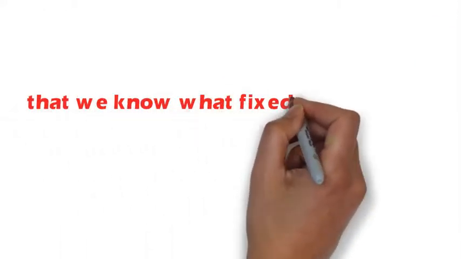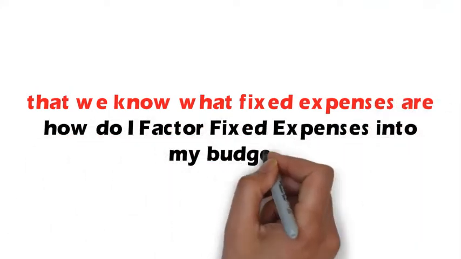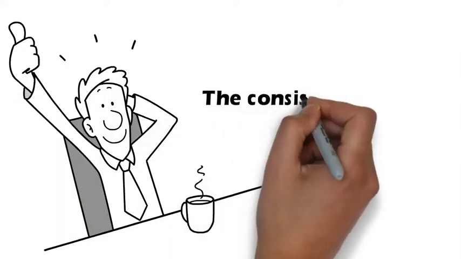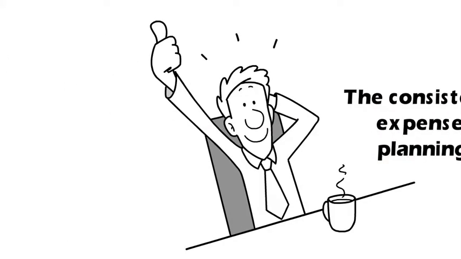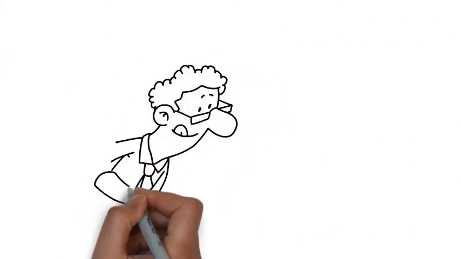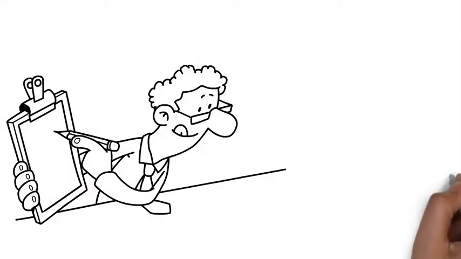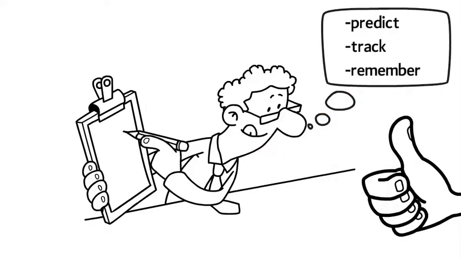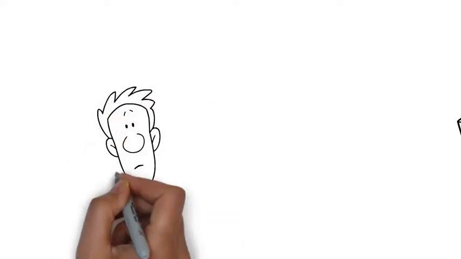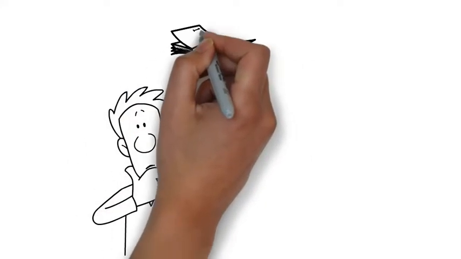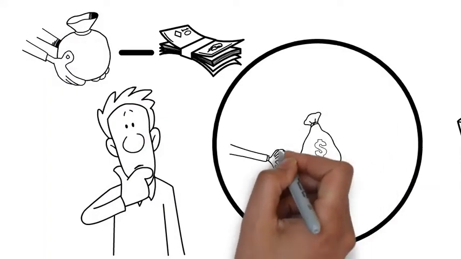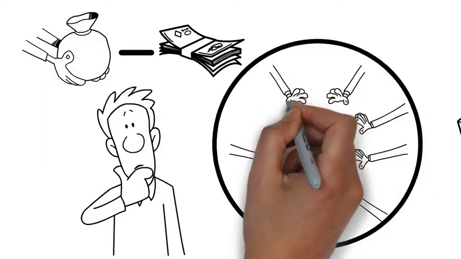Now that we know what fixed expenses are, you may be asking yourself, how do I factor fixed expenses into my budget? Factoring fixed expenses into your budget is easy. The consistency of the expenses makes planning simple. Fixed expenses should be the first thing you consider when creating a budget. Since they are unlikely to change, they are easy to predict, track, and remember. Review your previous month's spending patterns. Start by identifying recurring payments. Add them up and subtract them from your total monthly income. This will give you the money you have each month for variable expenses and savings.